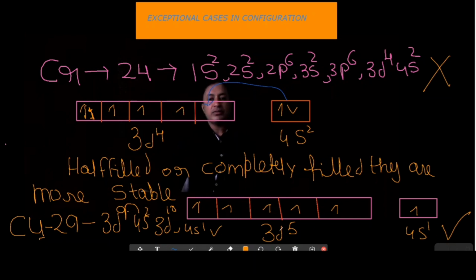Because of the comparative energy of the orbitals, in such cases the configuration is going to change. That is, the orbitals become half filled or completely filled to get stabilized, or more stable. Okay, so these exceptional cases may also come in the case of 4d4 5s2 or 4d9 5s2. So that is one thing.